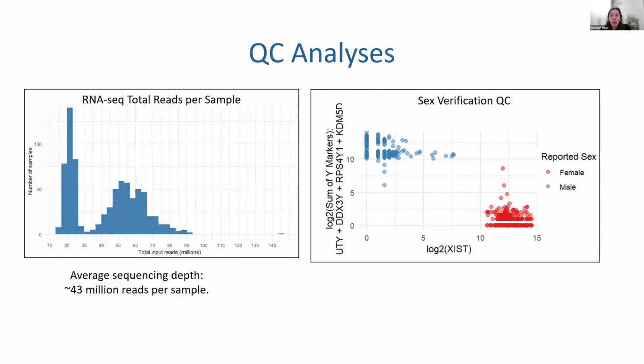On the left, the histogram shows the total RNA sequencing reads per sample, where the average sequencing depth is about 43 million reads. On the right, we have the sex verification QC. By plotting the expression of 4 Y-linked genes against the X-linked gene, we saw 2 very distinct clusters that align with the reported sex of the participants, males in blue and females in red. This step was crucial for identifying and excluding any mismatches to maintain the data integrity of our dataset.